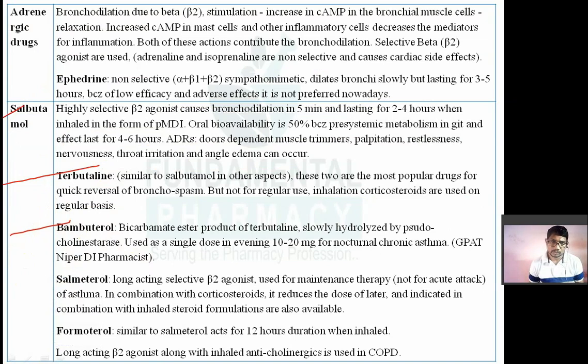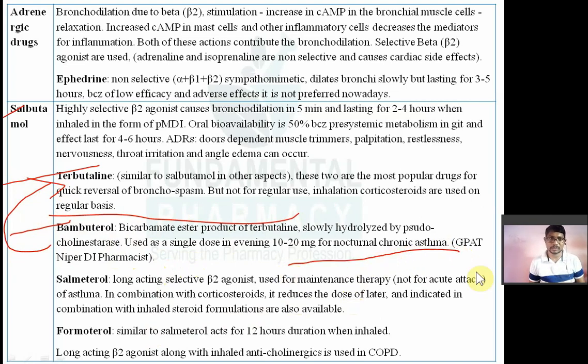Now next one is bambuterol. So it is a bicarbamate ester of terbutaline. Since it is an ester, it will break down inside the body and release terbutaline, but slowly. So you can say bambuterol is a prodrug of terbutaline. It is slowly hydrolyzed by pseudocholinesterase and is used as a single dose in the evening. Single dose of 10 to 20 milligram for nocturnal chronic asthma. Nocturnal means at night time.